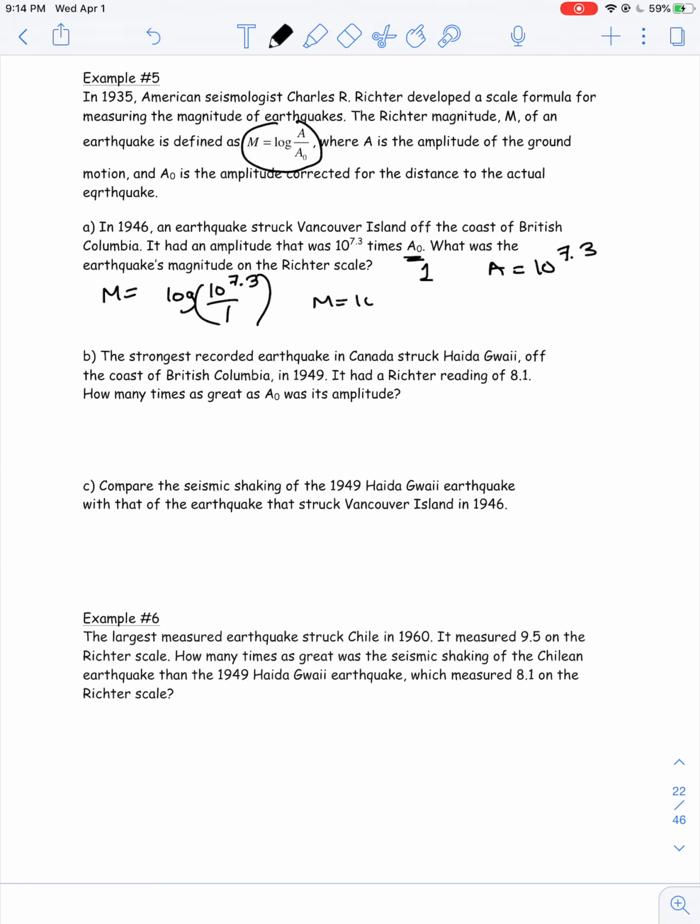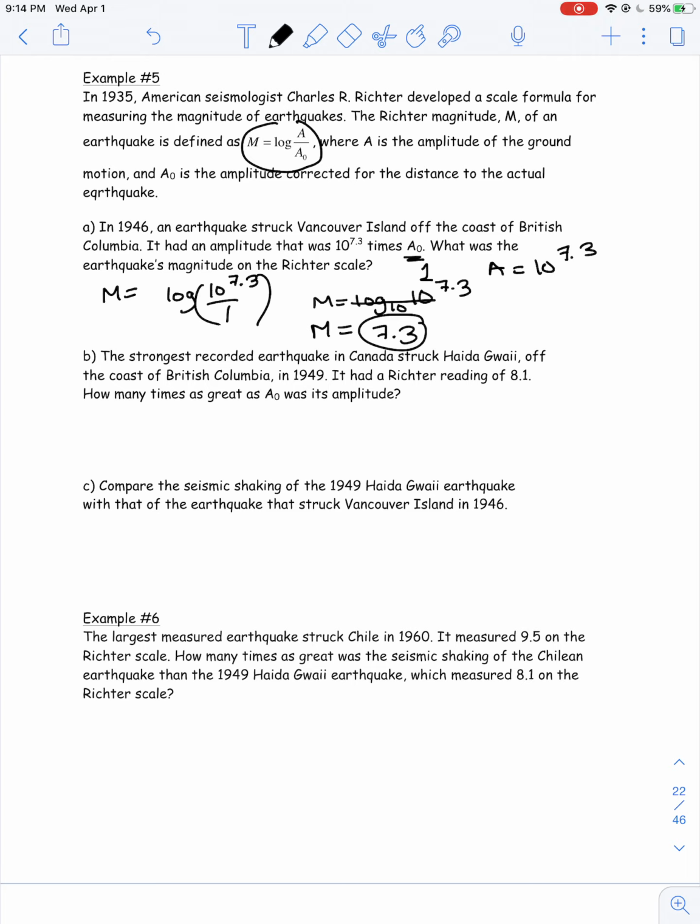Now the base, if you don't see it, is going to be 10. So for earthquakes, the base is 10. And then we have 10 to the power of 7.3. That common base method states that whenever the bases are the same, we can cross each other off, and the magnitude is 7.3. So the power is your answer. So we already know that on the Richter scale, we're going to be at a 7.3.